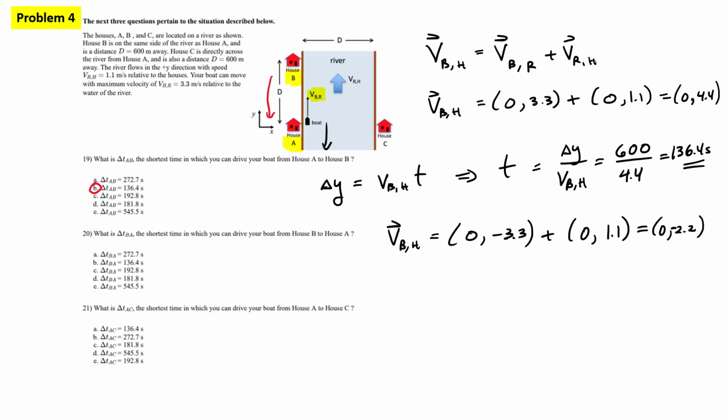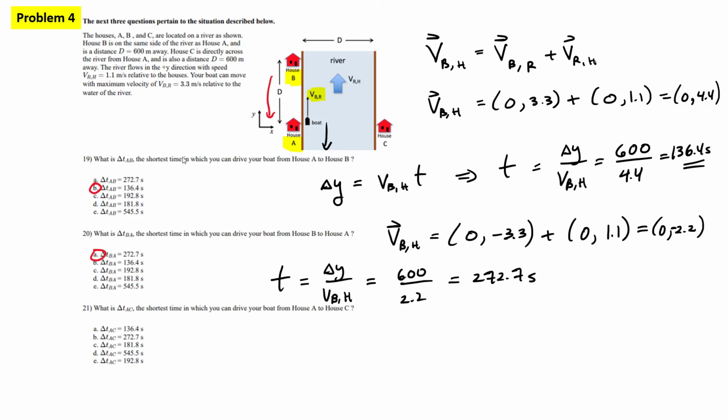The distance hasn't changed, so my time is still going to be my y displacement divided by the speed, which is just the magnitude of that vector. So here we're going to get 600, and here we're going to get 2.2 as the magnitude. That corresponds to a time of 272.7 seconds. All right, so for this one, A is the best choice.